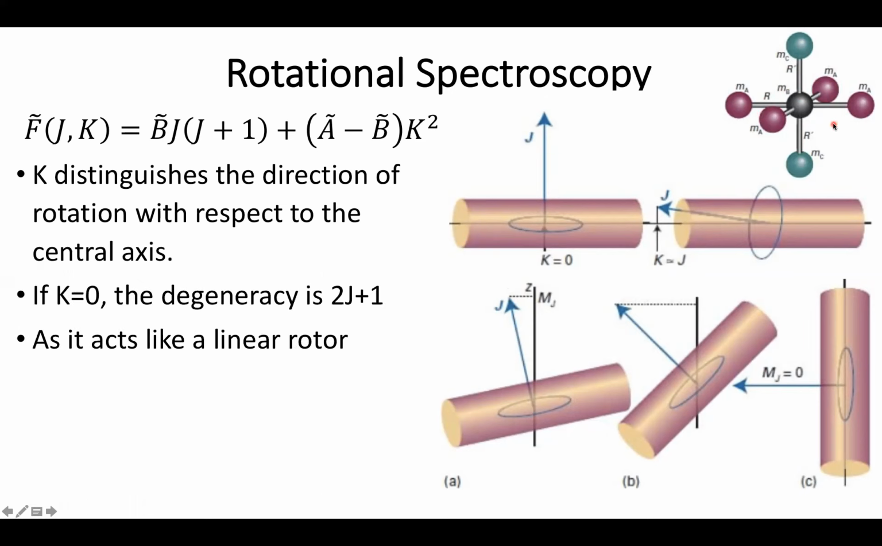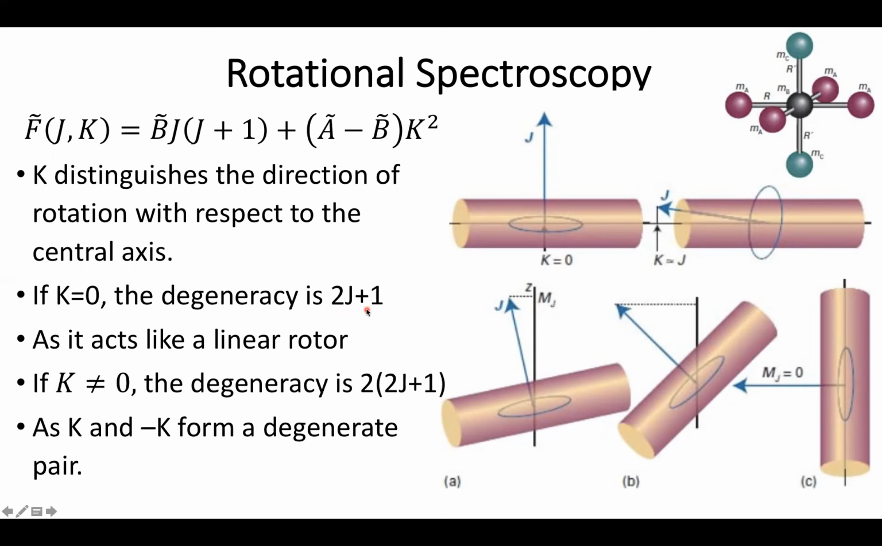However, one of the things that is important to note is how this K value acts on the degeneracy. So if K equals 0, we do essentially have a linear rotor. And as a consequence, we also have the same degeneracy as a linear rotor of 2J plus 1. However, if K is not equal to 0, then our degeneracy is going to be twice that. So one way to think about this is I've got a linear rotor, but one is based on a value of K, and one is a value of negative K. So again, whether the rotation is in the forwards or backwards direction.